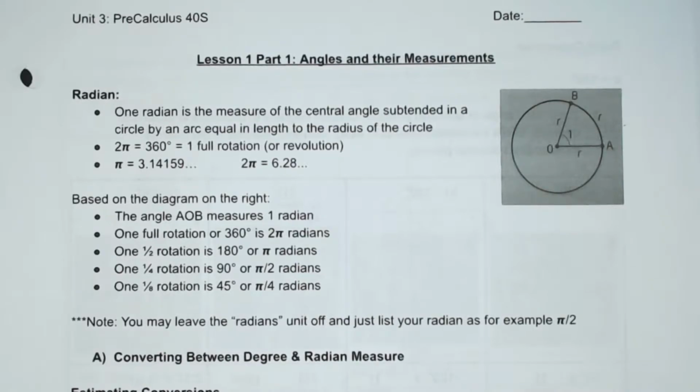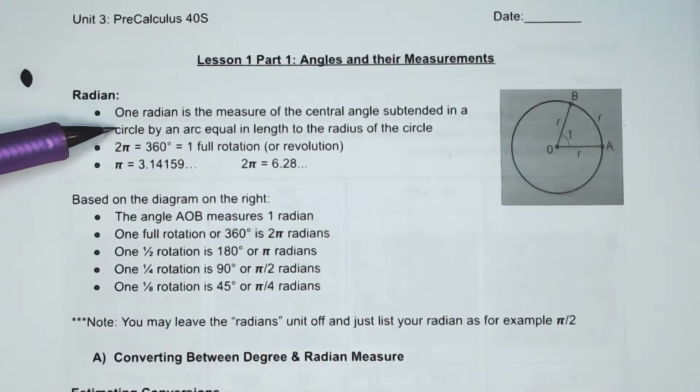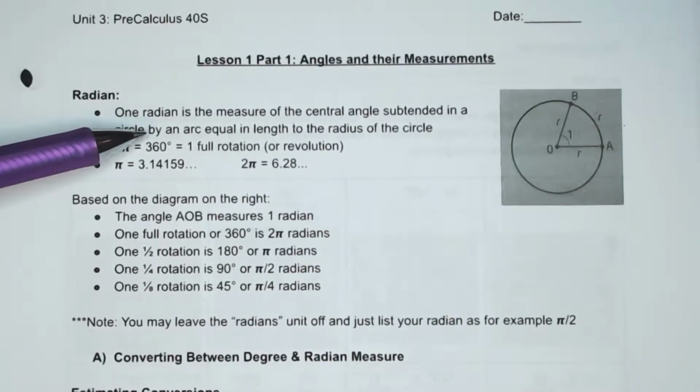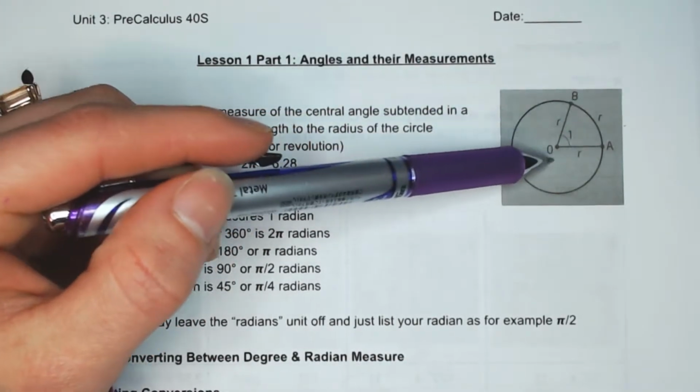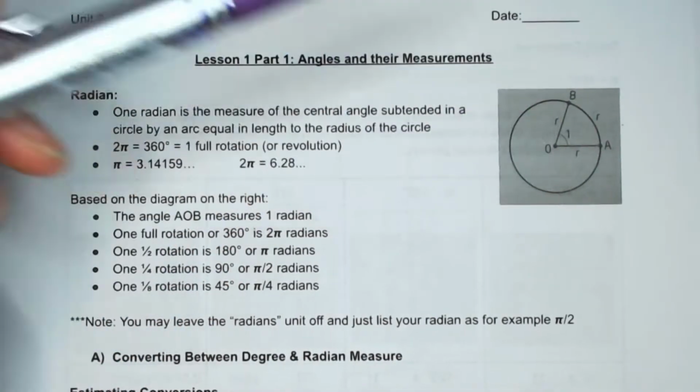It's a comparison measurement that we can use to equate to degrees in a circle. And we use pi in this section of the unit and throughout. So 1 radian is the measure of the central angle subtended in a circle by an arc equal in length to the radius of the circle. So there's an example of that here.